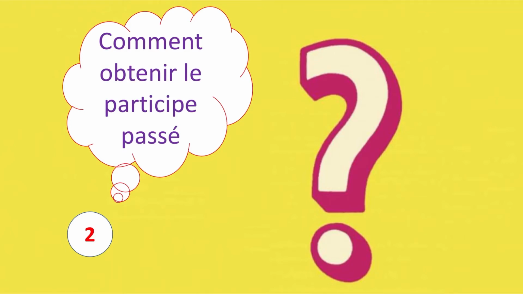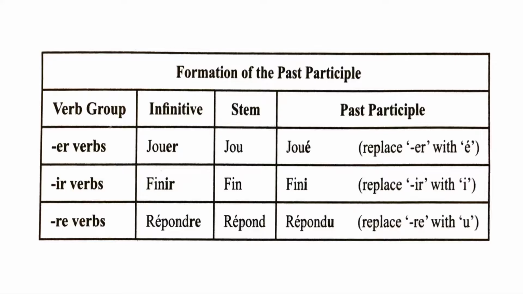Comment obtenir le participe passé? How to get the past participle? To get the past participle of a regular verb is very easy. Any verb that ends in er, cut the er and replace it with é. For example, jouer becomes joué. Any verb that ends in ir, cut the ir and add i. So finir becomes fini. Any verb that ends in re, cut the re and add u. Like répondre becomes répondu.